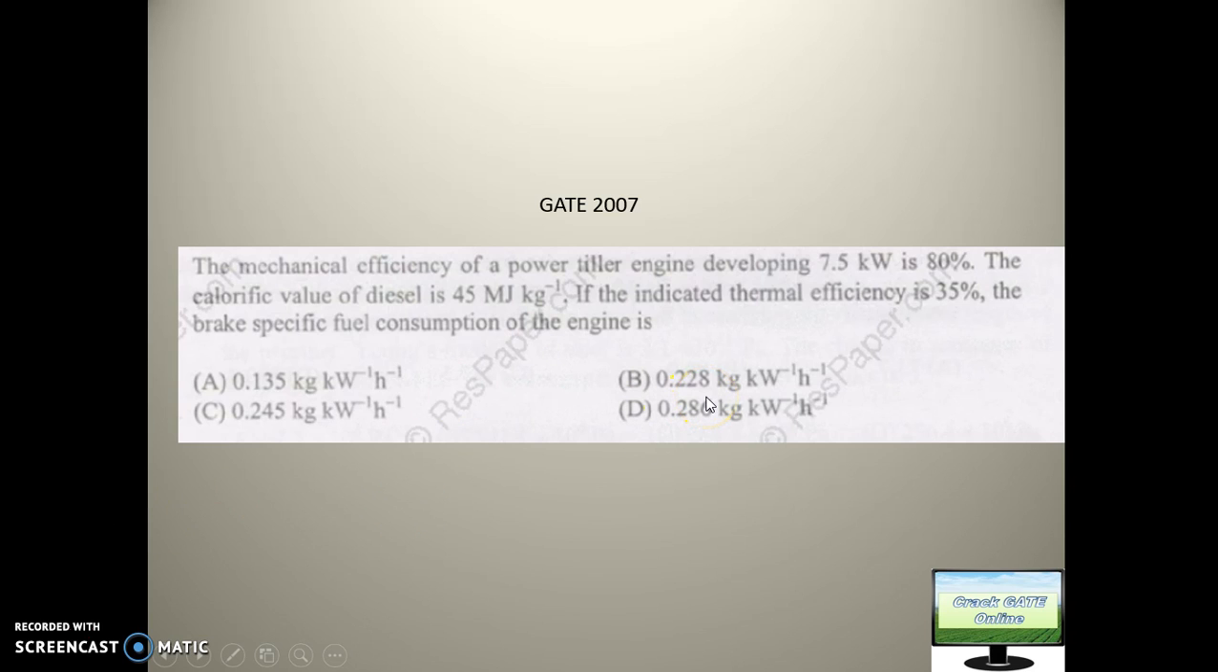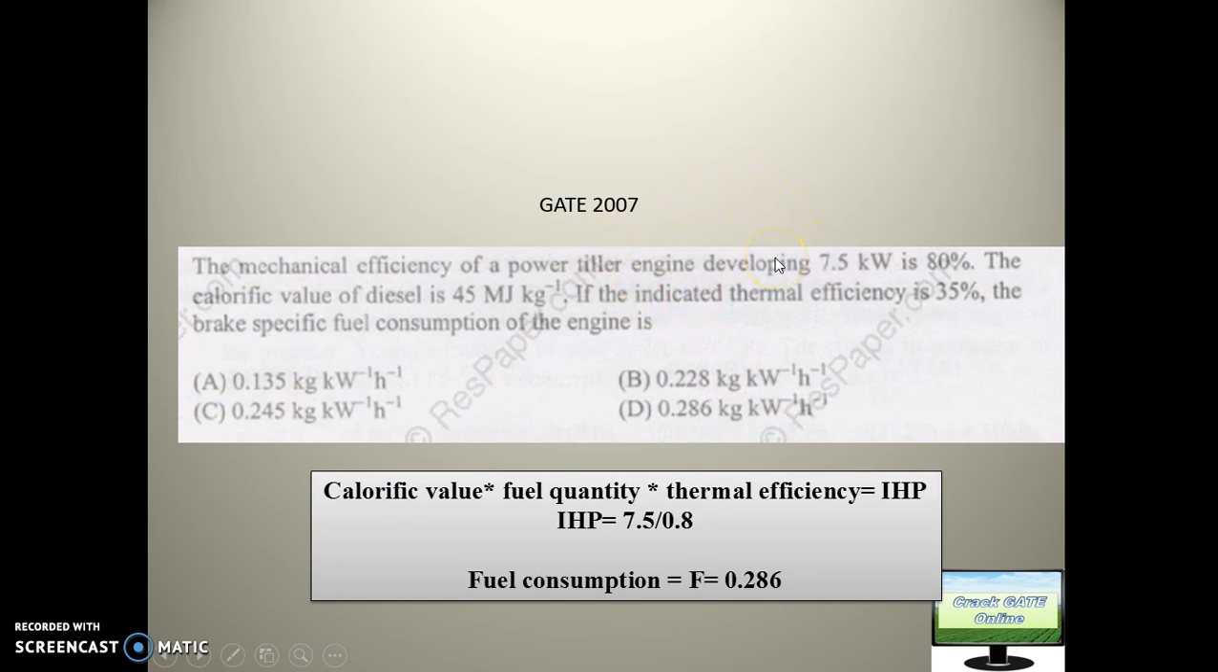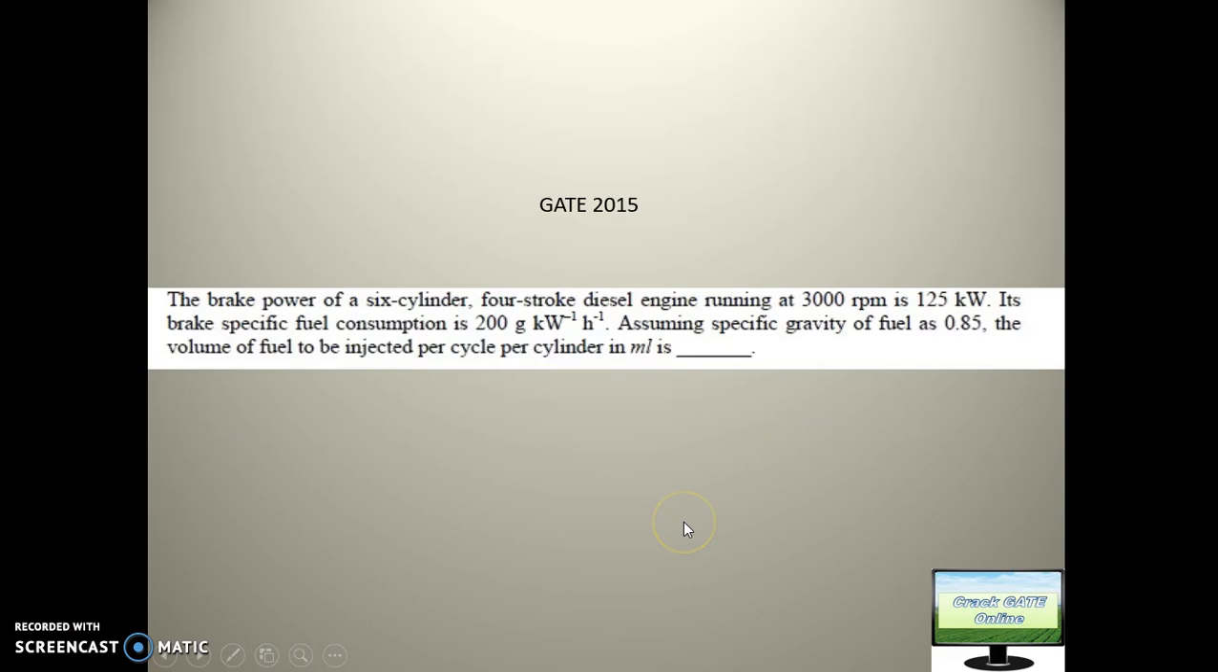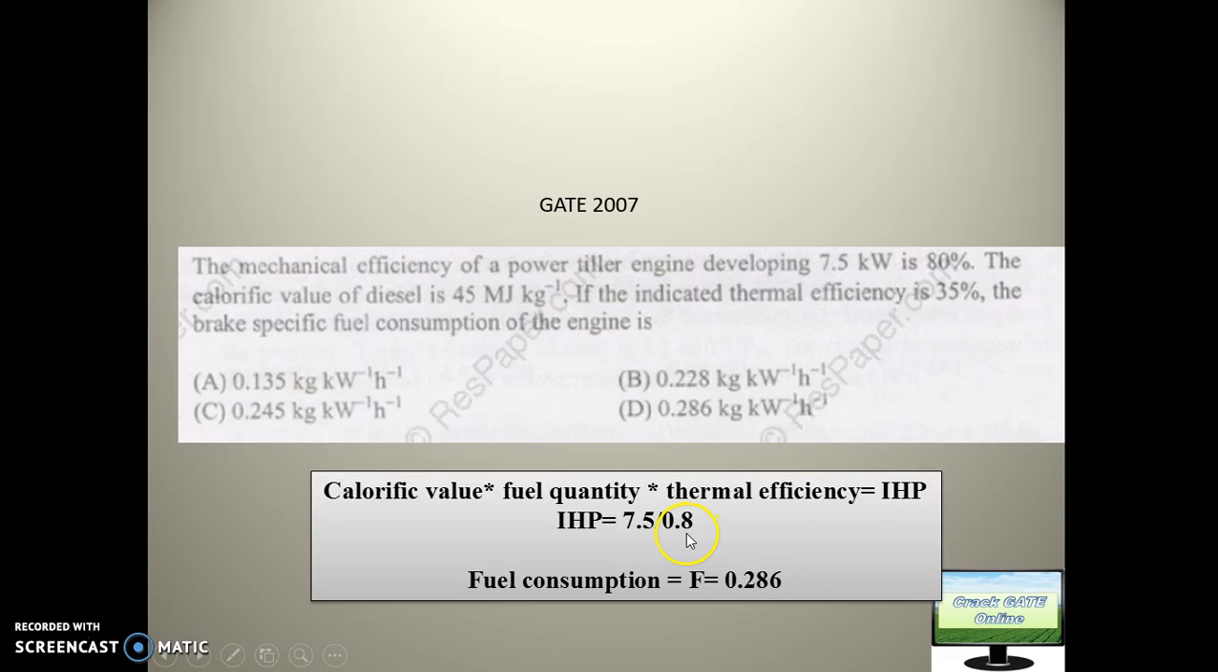So what are the data they have given? Mechanical efficiency is given, 80%. The engine is developing 7.5 kilowatt. This much it is developing means this is brake power. Brake power is given and mechanical efficiency is given, so you can find out the indicated power. Indicated power will be brake power upon mechanical efficiency. So IHP equal to 7.5 upon 0.8 will be your indicated horsepower.